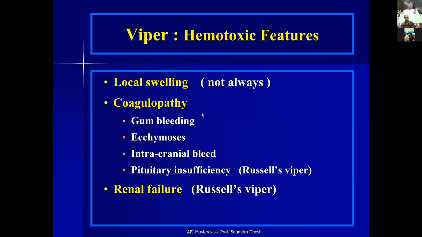And these vipers are known for their hemotoxic features. They can cause local swelling, but not always. Mostly they are famous for coagulopathy and renal failure, and that is why they are called hemotoxic. Gum bleeding, ecchymosis, intracranial bleed, finally leading to pituitary insufficiency, which is very common. All kinds of bleeding and hemotoxic features, including myotoxic features like rhabdomyolysis, can be seen. And renal failure is almost a characteristic feature of Russell's viper.